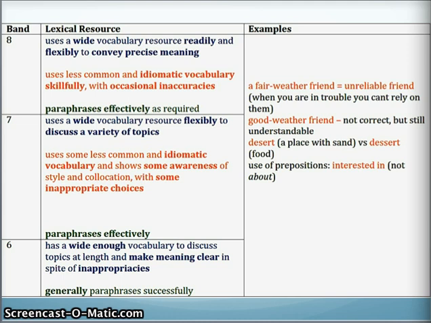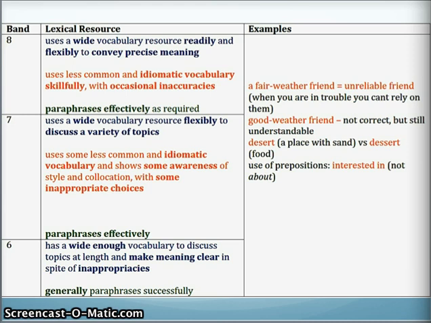Let's look at the phrases in red. So, you use less common and idiomatic vocabulary skillfully with occasional inaccuracies. That's for band 8. For band 7, you use some less common and idiomatic vocabulary and show some awareness of style and collocation with some inappropriate choices. Inappropriate choices in band 7 and inaccuracies in band 8 mean the same thing. There are errors involving words in English which are often confused.